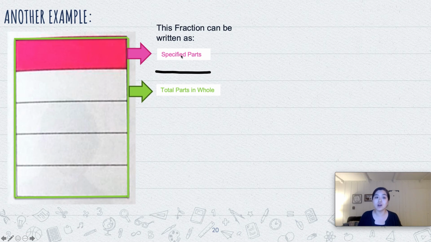Or it might say, what is the fraction of the pieces that are unshaded? Then the unshaded part would be the specified part, right? So it would be 1, 2, 3, 4, 4 out of 5. In this case, let's talk about the fraction of the shaded pieces. On top, I write 1 because that's the shaded part, and on the bottom of the fraction bar, I write a 5 because that's the total parts, 1, 2, 3, 4, 5 in the whole.